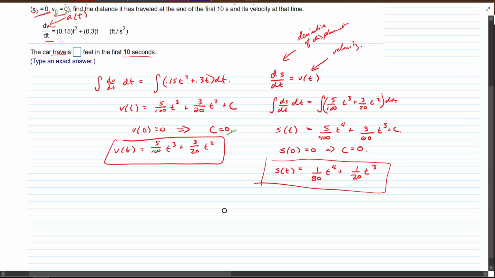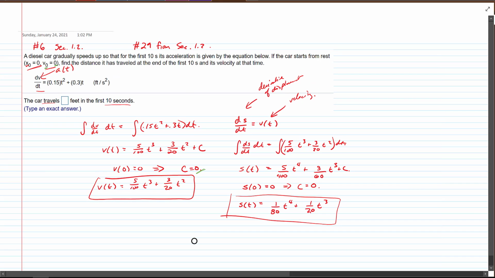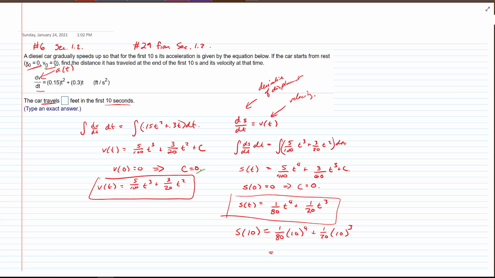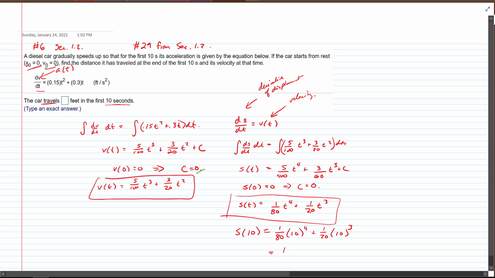So now we need to decide how to answer the two questions, and I've only pulled up one of those here. This is a question about how far the car travels in 10 seconds. To compute that, you'll compute s of 10. We get 1 over 80 times 10 to the 4th plus 1 over 20 times 10 to the 3rd. When I crunch that on a calculator, I get 175, and it's implied then that this is 175 what? Well, our acceleration was measured in feet per second squared, so our position or displacement is measured in 175 feet.